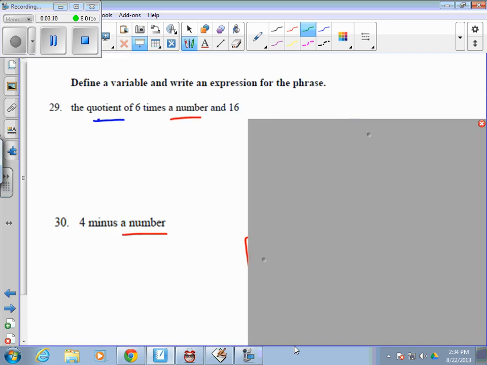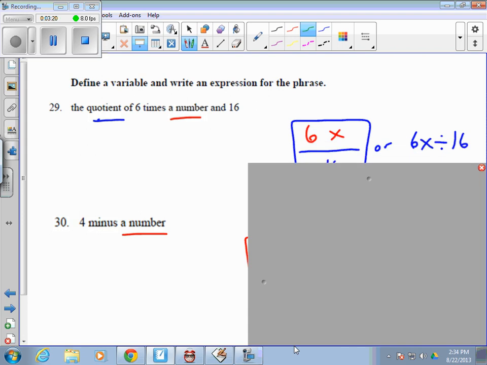29 and 30, we're defining a variable and writing an expression. The quotient of 6 times a number and 16. Quotient tells us to divide. 6 times a number, that's any number you come up with, a variable. So 6 times x divided by 16. You have to do the multiplication first and then the division, or 6x divided by 16.